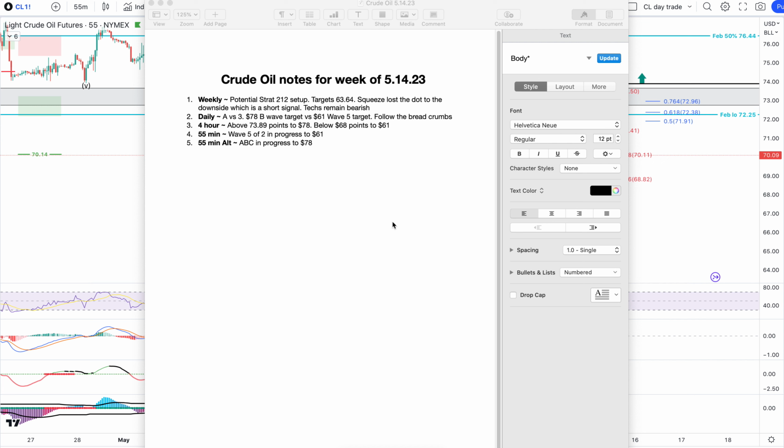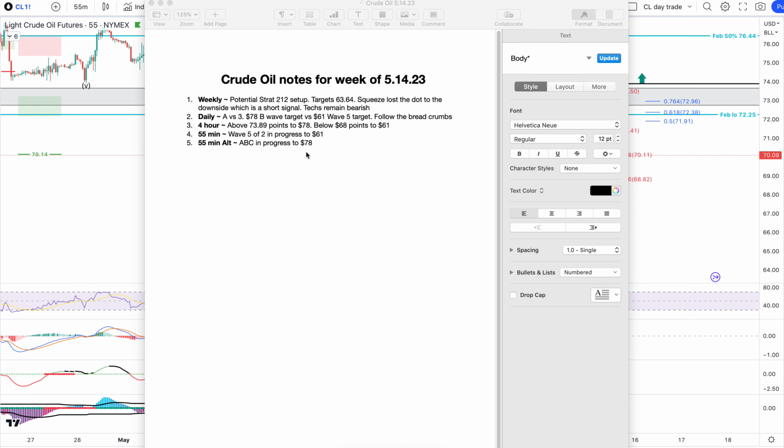I'm going to start with the lower time frames and just breeze through. But the real parameters that I'm following are to be found in these lower time frames. It's either my 55-minute chart, ABC in progress to 78 region, or that's the alt. And what I'm really looking for is a follow through on this count, meaning we're already in wave 5 of 2 in progress towards 61.